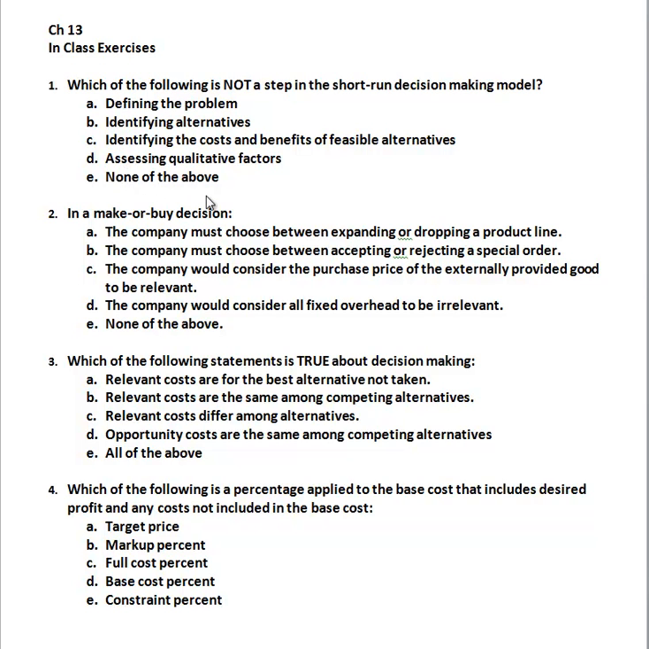decision-making model. In the decision-making model, the first step is to recognize and define the problem. Second is to identify any alternatives as possible solutions. Step 3 is to identify the costs and the benefits associated with each alternative. Step 4 is to estimate the relevant costs and benefits for each alternative. Step 5 is to assess any qualitative factors. And then step 6 is to make the decision. So A, B, C, and D are all part of that process.